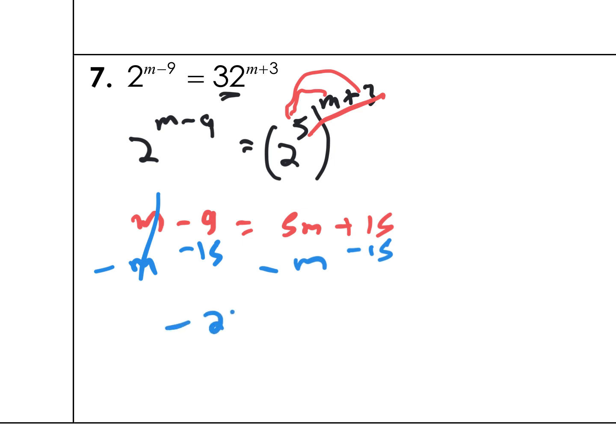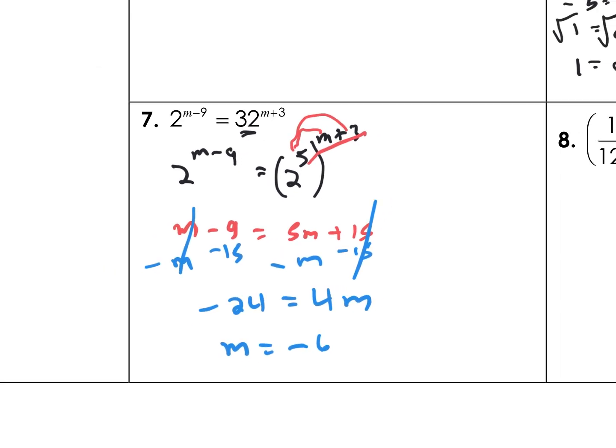Negative, thank you. Negative 24 must be equal to, because I canceled, how many m's? 4m. So what is m? Yeah, divide. What is m? -6. Heard it over there.